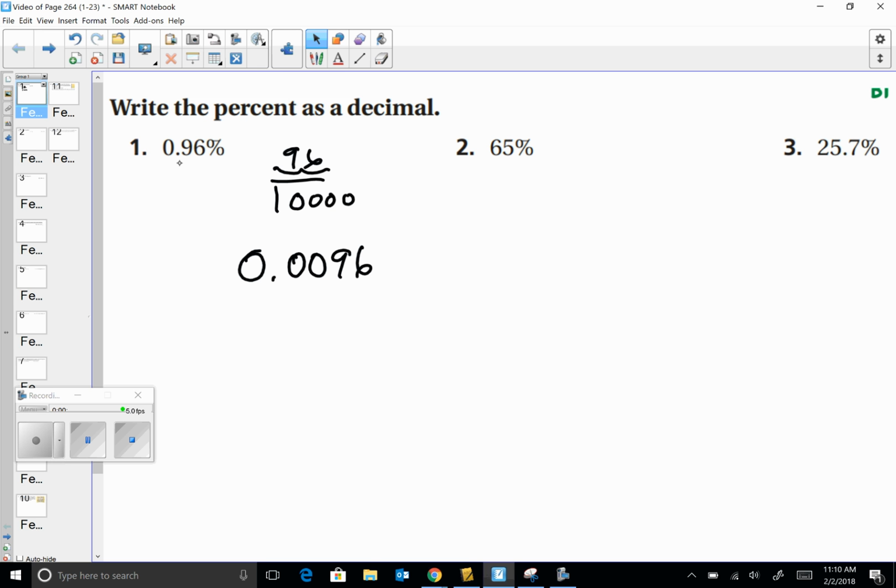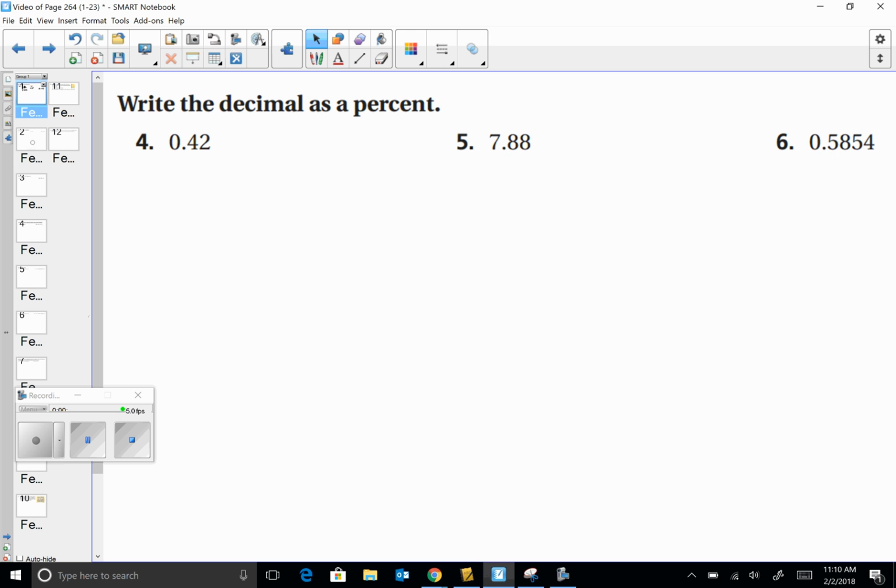A little simpler way is we can take our decimal and move it 2 times to the left. Okay? So let's try it with number 2. Here's your decimal. 2 times to the left is 0.65. And then number 3, 2 times to the left is 0.027.